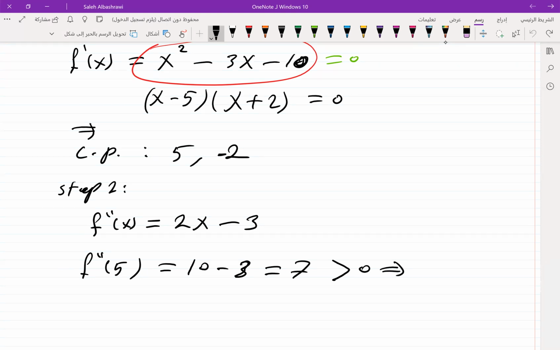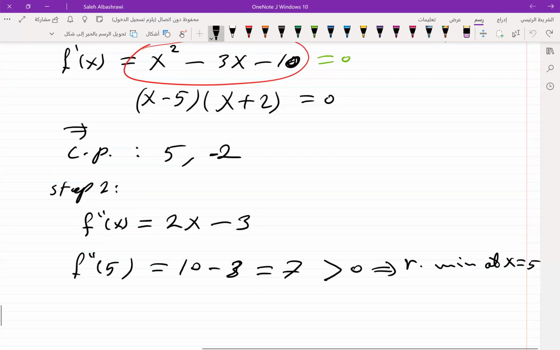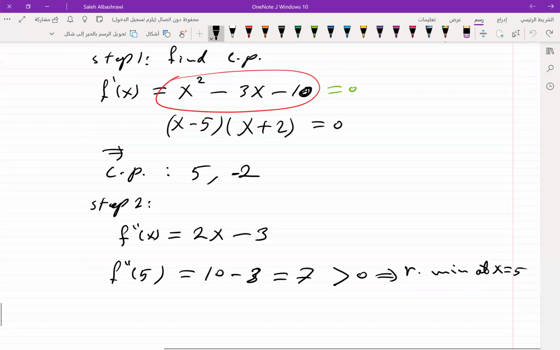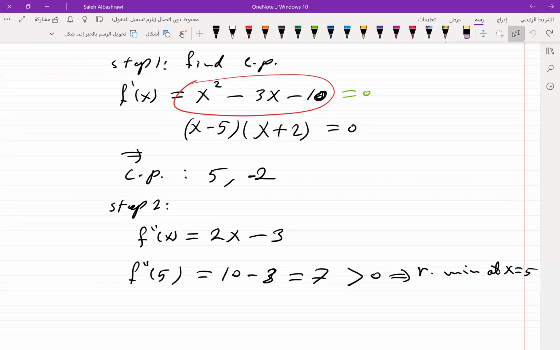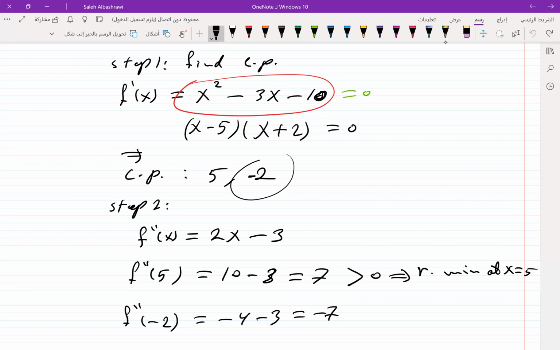It means relative minimum at x equal to 5. So the function has a relative minimum at x equal to 5. At the second critical point, f double prime of minus 2, replace x by minus 2, it will be minus 4 minus 3 equal to minus 7, less than 0. So it means we have a relative maximum at x equal to minus 2.